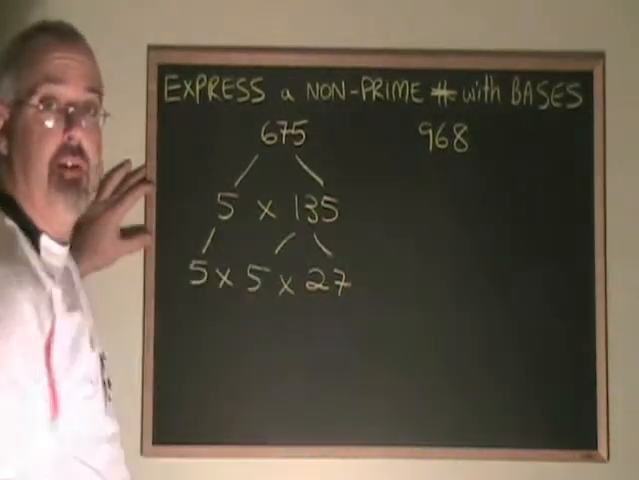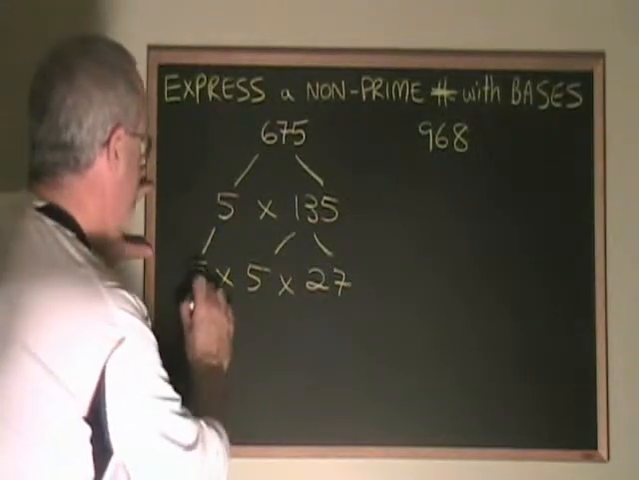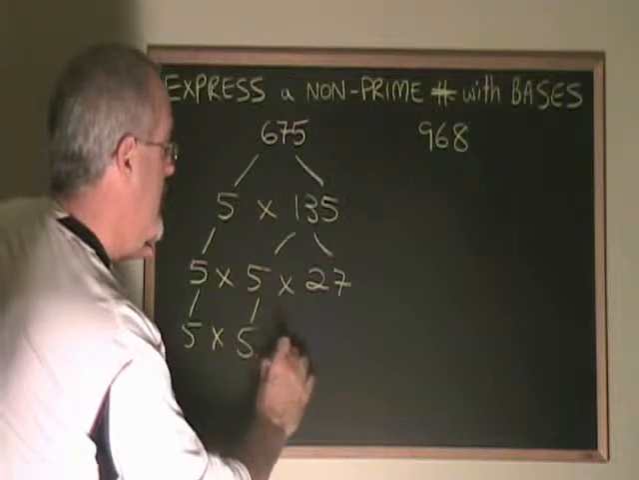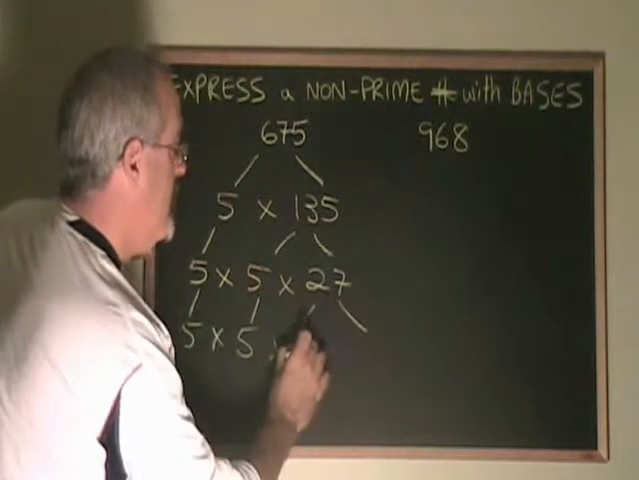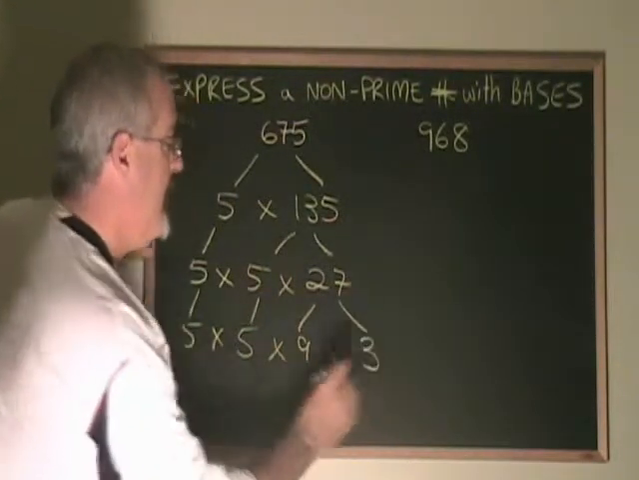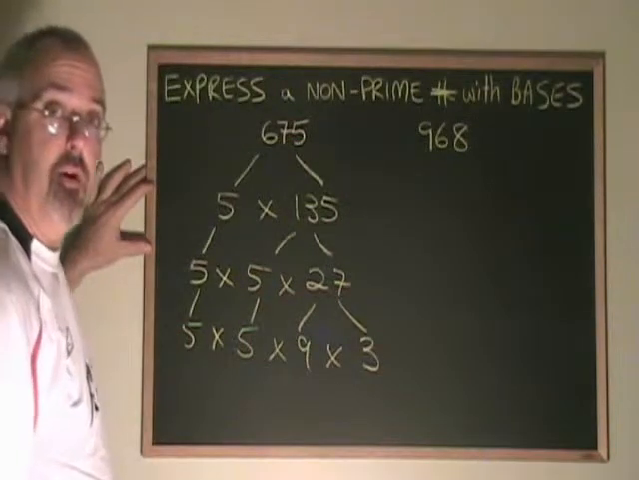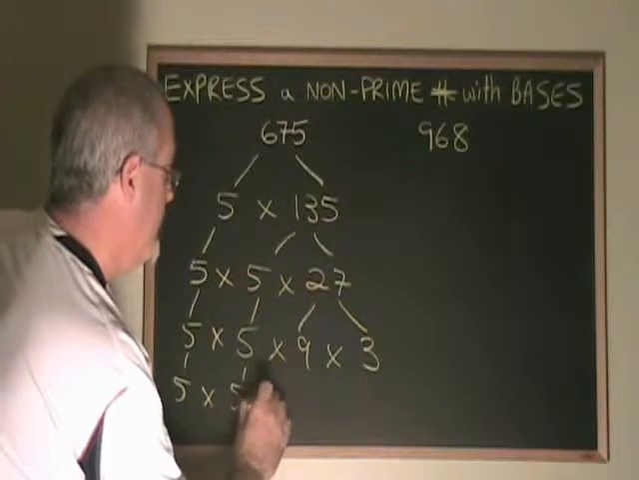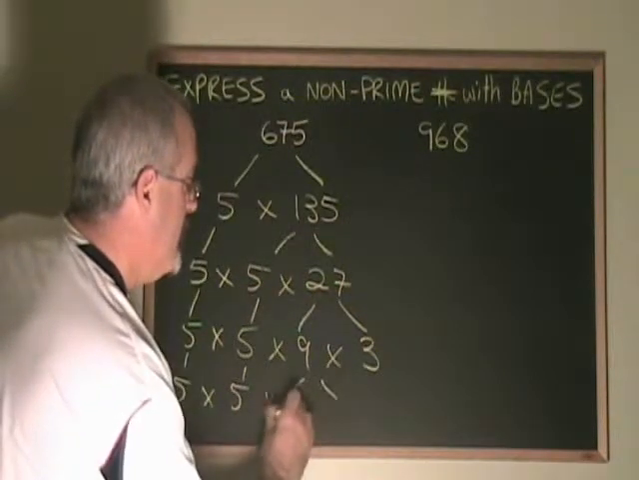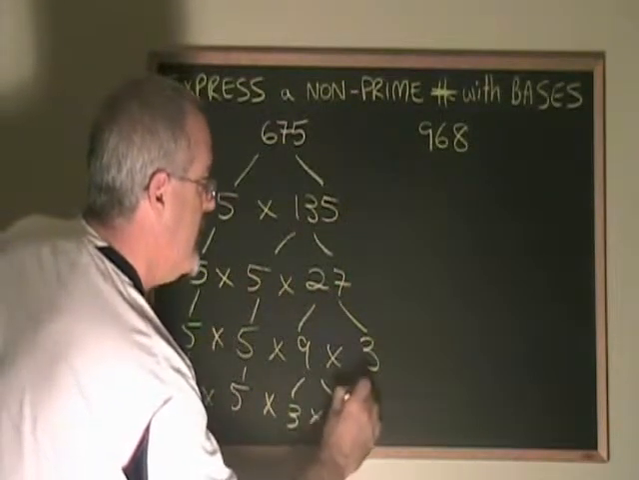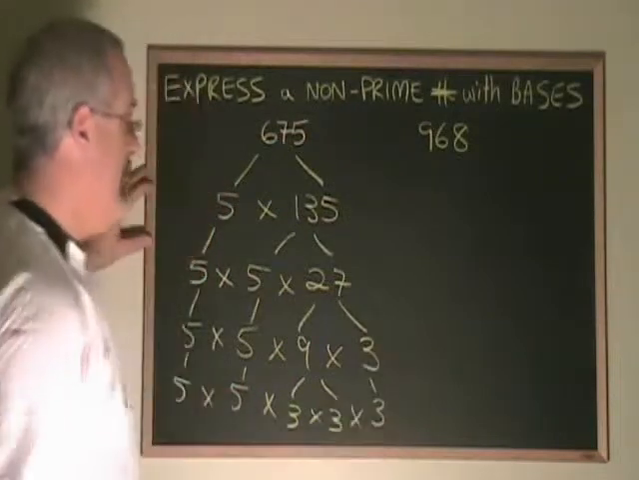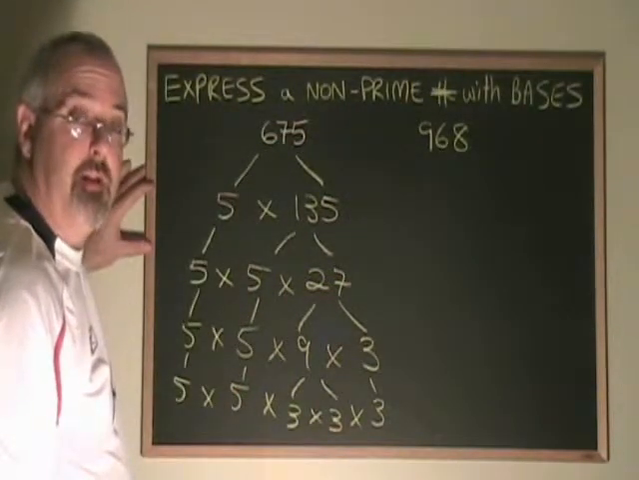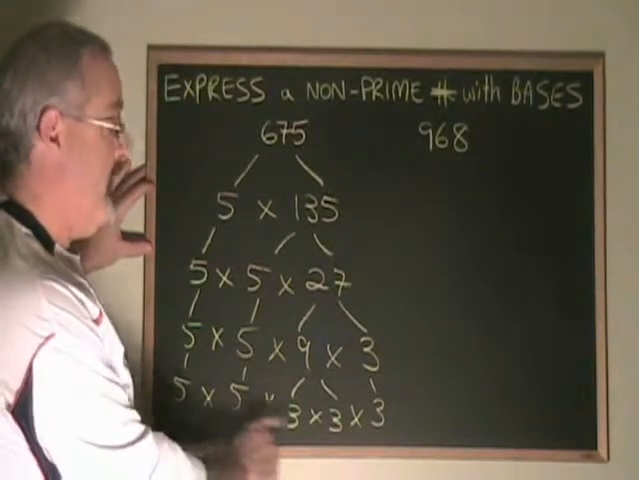Now we're down to 27, which is a more familiar number. The 5 carries, this 5 carries. 27 can be broken down into 9 times 3. And now the 9 is the only non-prime number left. So we have 5 times 5 times 3 times 3 times 3. 675 expressed as its simplest bases with exponents is 5 squared, 3 cubed.